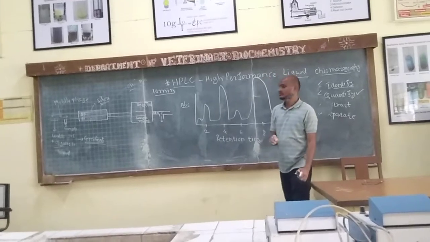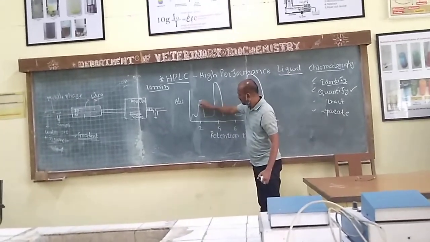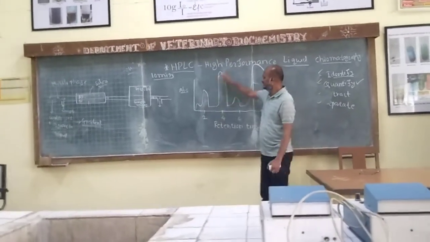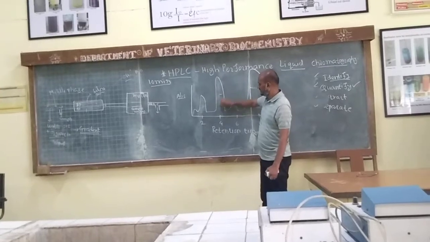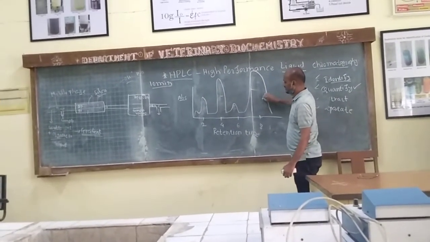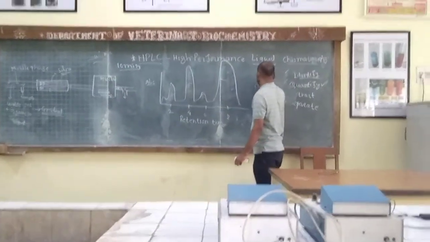So what happens is that we calculate the area under the curve. This 2-minute area we calculate, the 4-minute area we calculate, the 6-minute area, and this area. Based on this area calculation, what we have is called a chromatogram.